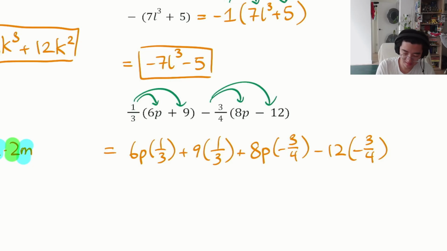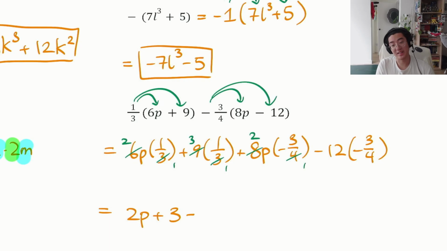All right, let's do the fun stuff. We can reduce ahead for our first one here. 3 and 6 are both divisible by 3, so the first term becomes 2p. 3 and 9 reduce to 3. 4 and 8 reduce to 1 and 2. And remember, because we're multiplying by negative 3 over 4, we have 2p times negative 3, which is negative 6p.